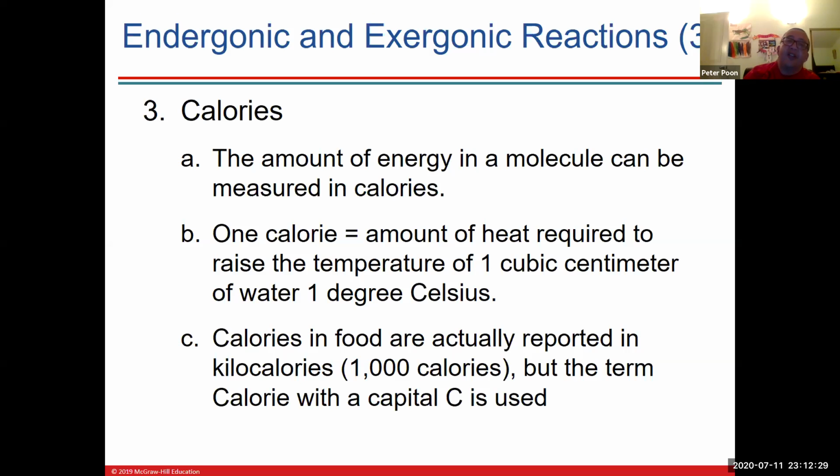A calorie is the amount of energy a molecule can release. One calorie is the amount of heat required to raise the temperature of 1 milliliter of water by 1 degree Celsius. 1 cubic centimeter is 1 milliliter. The calories in food are actually 1,000 calories. So in other words, 1 food calorie is the amount of heat required to raise 1 liter of water 1 degree.